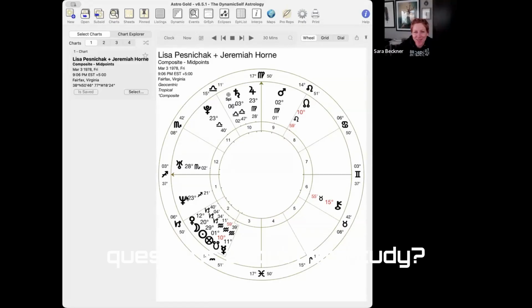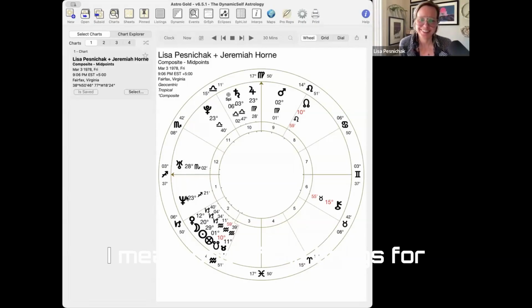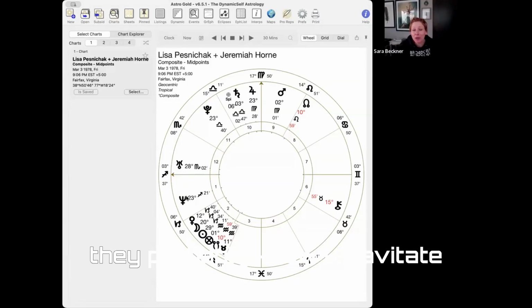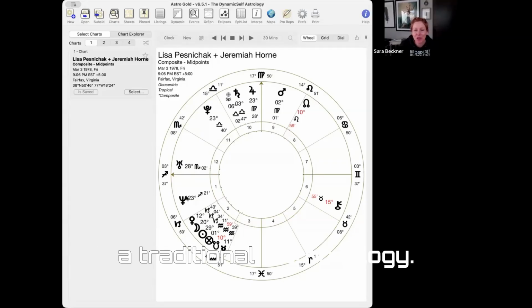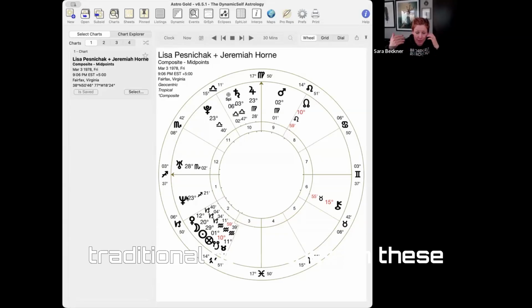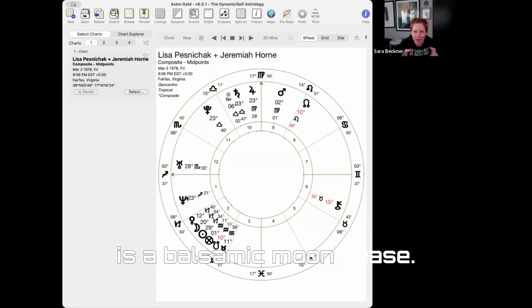So, can I ask you some questions about this chart? Yes, go ahead. For those who have been listening, they probably know I gravitate towards traditional astrology techniques, and this is not a traditional methodology. So, in my own practice, I've been trying to tease out whether we can overlay some traditional techniques on these charts and whether it works. One of the things with your chart, just looking, is that this composite is a balsamic moon phase. So I'm wondering if that speaks to something in terms of the origin story of your relationship with your husband. Does it make sense to you that you started in this lunation? Do you feel anything on that level?